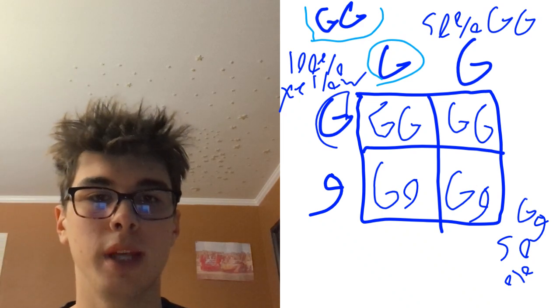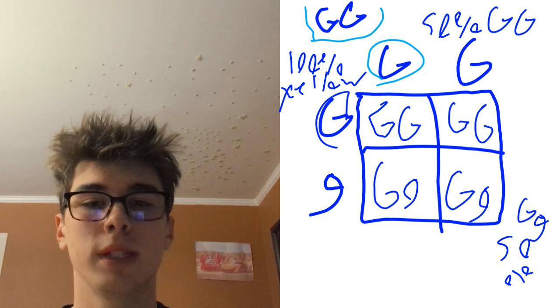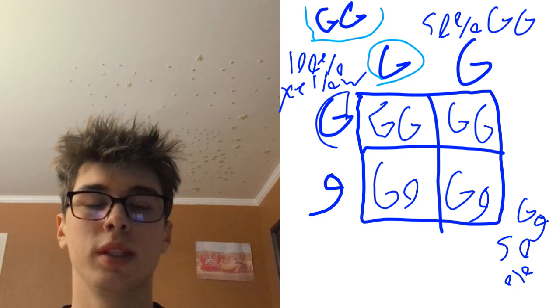And that's kind of the basics on Punnett squares. You just need to remember the dominant and recessive. And when there's a dominant, it will always show up.